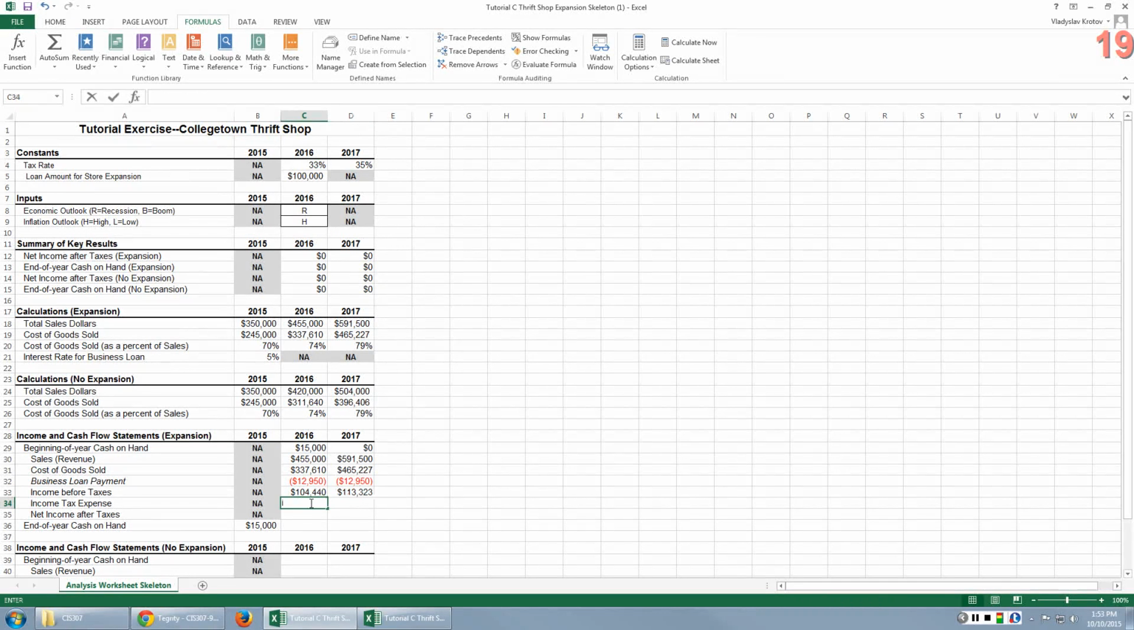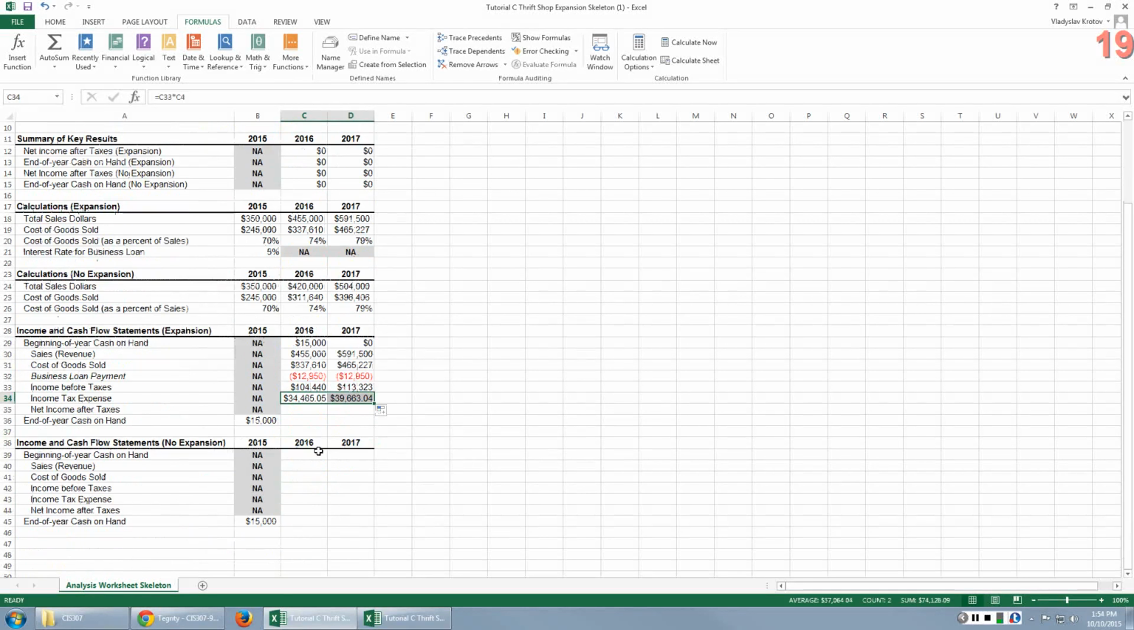So what would be your income tax expense? Well, this is what you do. You multiply this value, which is your income before taxes, by the tax rate, right? Which is 30% for this year. That's what you're assuming. So that's your income tax expense. And then you copy this formula here. Net income after tax means you subtract the tax expense from your income before tax. So this is your net income after tax. So this is like your earning.